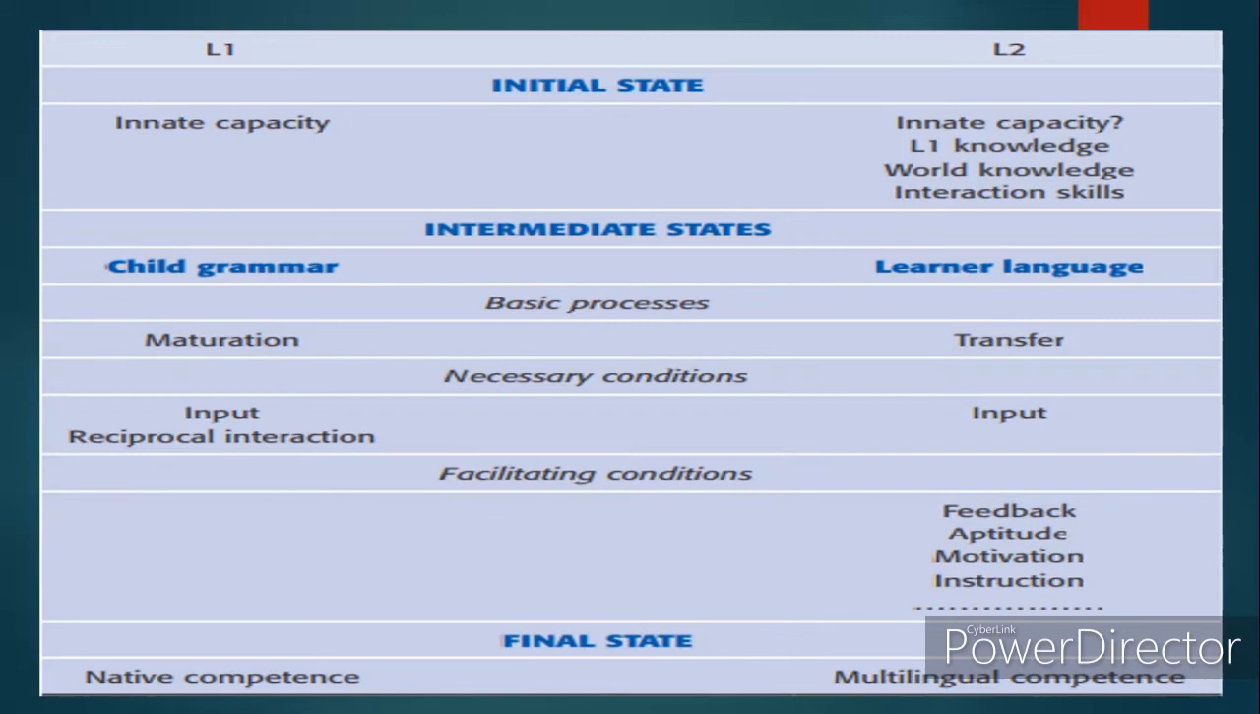The initial state. While the initial state in children's minds for L1 almost surely is an innate capacity to learn language, it is not at all certain whether or not such natural ability is part of the initial state in older learners for second language acquisition. Some linguists and psychologists believe that the genetic predisposition which children have from birth to learn language remains with them throughout life, and that differences in the final outcomes of L1 and L2 learning are attributable to other factors.